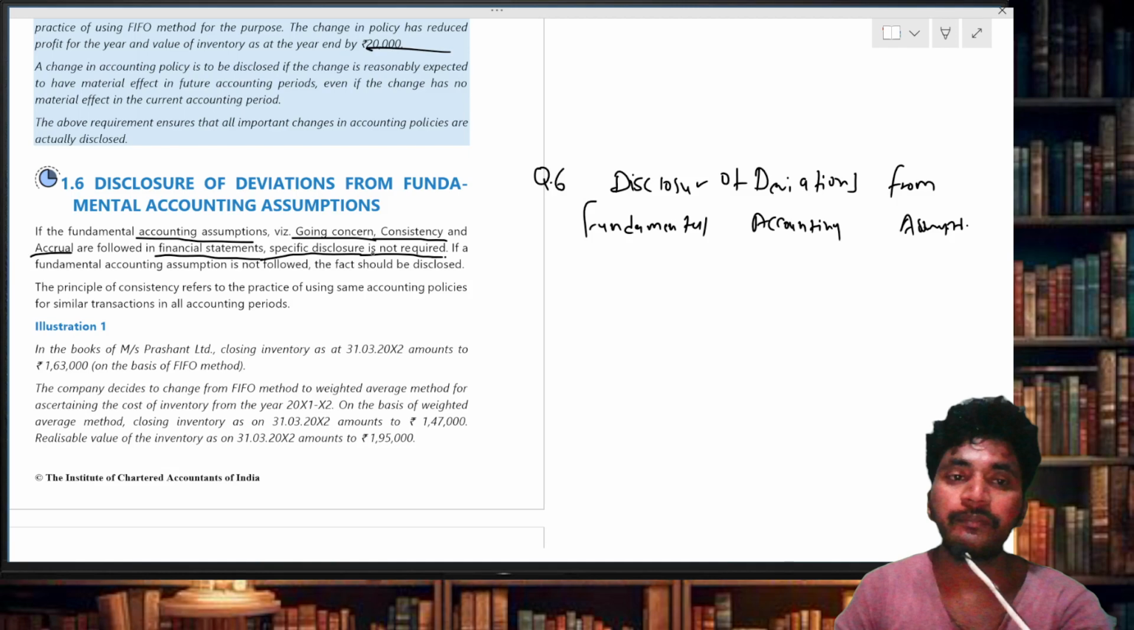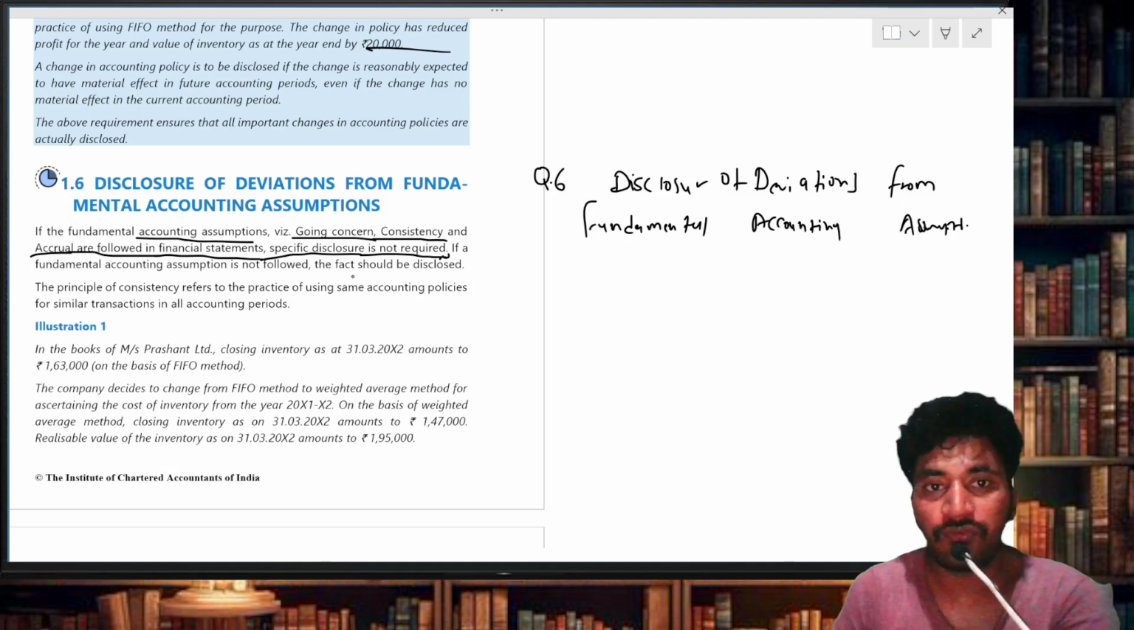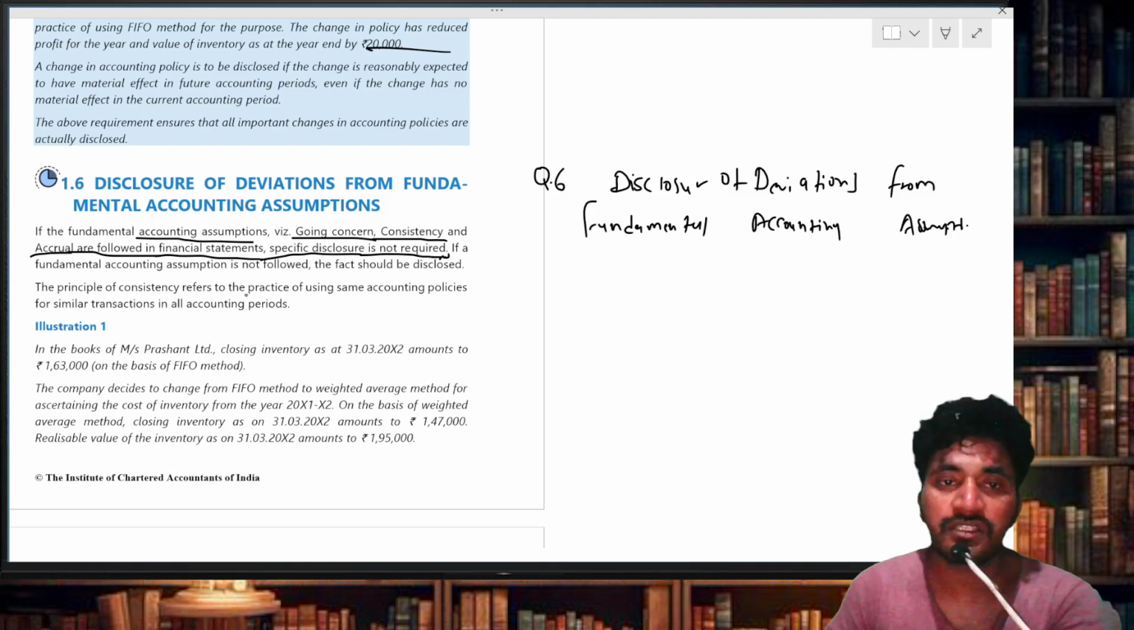If a fundamental accounting assumption is not followed, the fact should be disclosed. The principle of consistency refers to the practice of using the same accounting policy for similar transactions in all accounting periods.